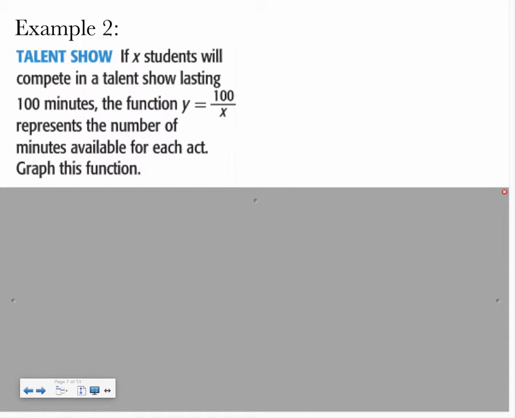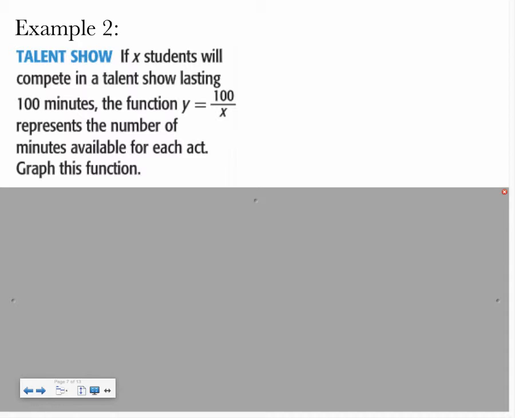Let's look at our next example. So we know in this talent show, x students will compete in the talent show lasting 100 minutes. The function y equals 100 over x represents the number of minutes available for each act.